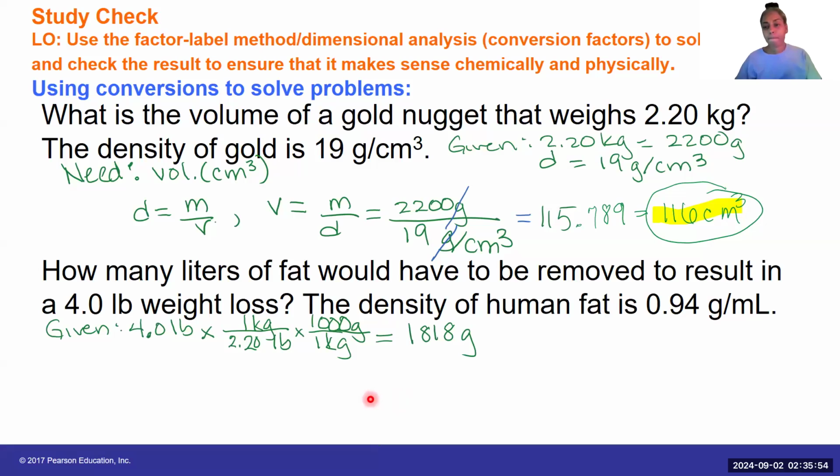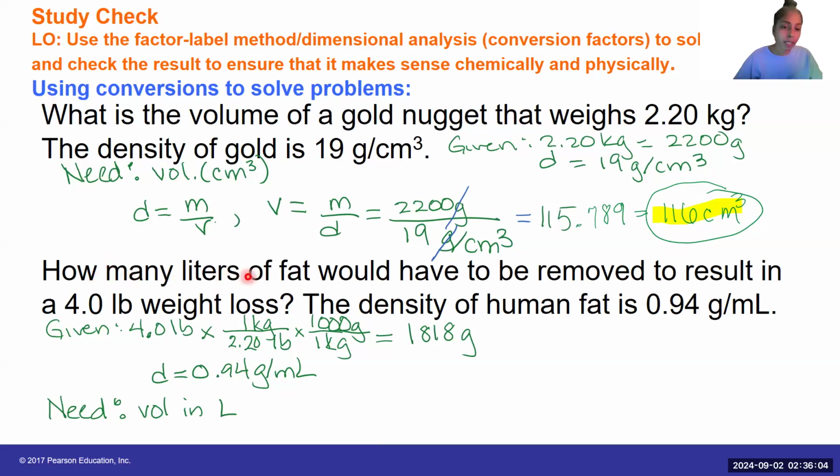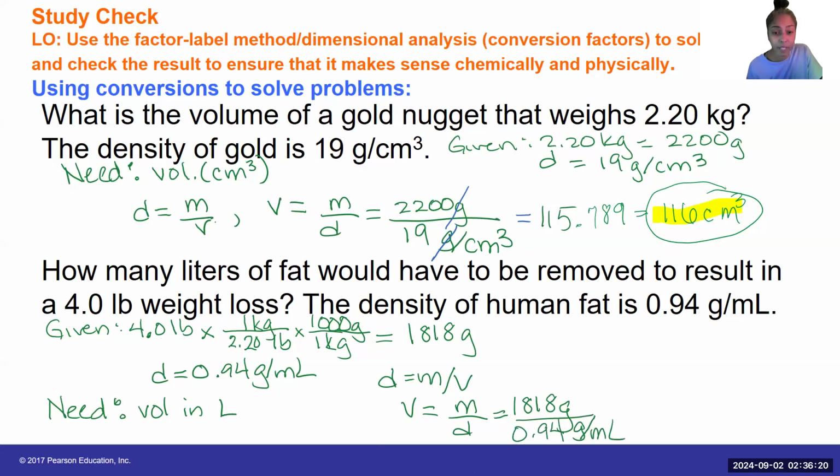So we know that our density is 0.94 grams per milliliter, and what we need is volume in liters, right? Because the question says, how many liters of fat? So density is mass over volume. Our volume is going to be mass over density. So we have our 1,818 grams divided by 0.94 grams per milliliter. And our grams cancel out, and we end up with 1,934 milliliters.